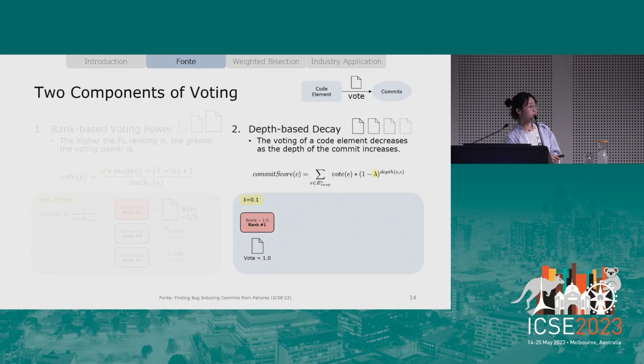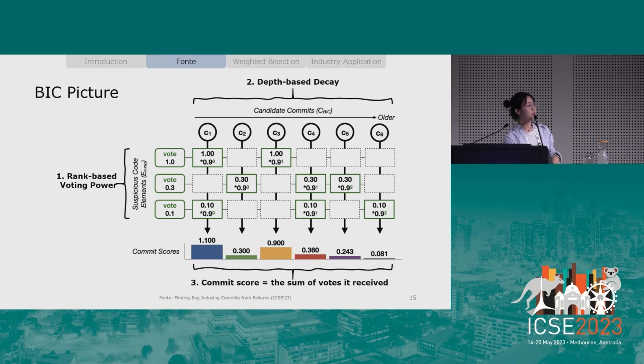And the second rule is called depth-based decay, which penalizes the older commits. So suppose that we have a code element with voting power of 1, then among its relevant commits, only the most recent one gets the full vote, and the voting power exponentially decreases for the older commits. And here, the larger the lambda is, the greater the decay is. And this figure summarizes the whole voting process. After all suspicious code elements vote for their relevant commits, the score of a commit is defined as the sum of the votes it received from the code elements.